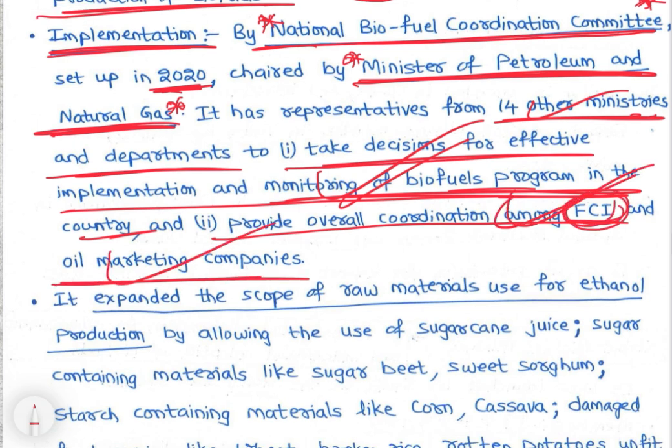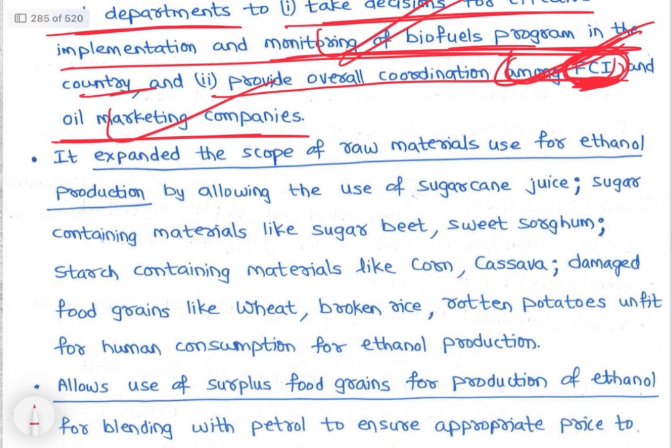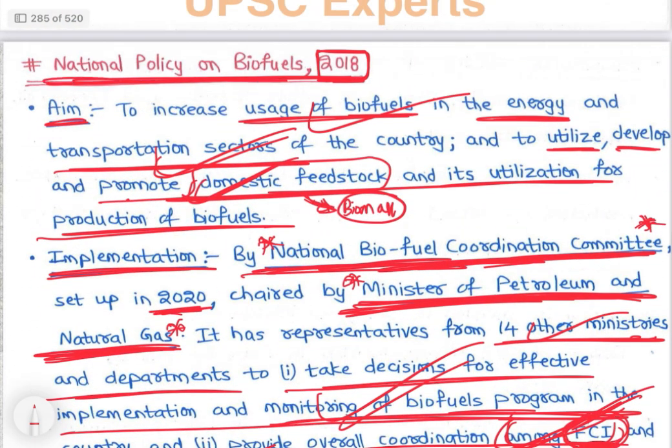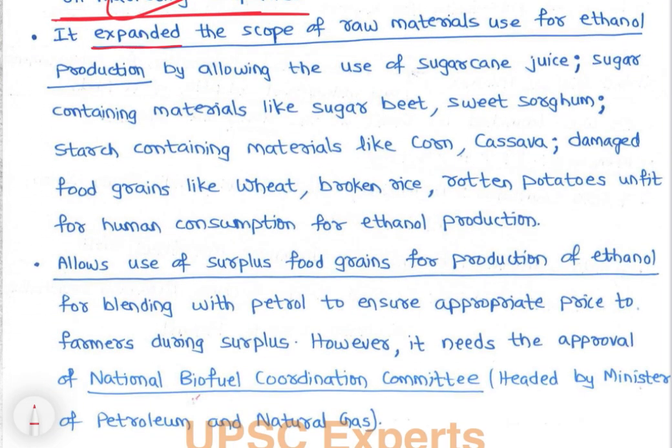FCI because we will be looking, right? Because कुछ food materials वगैरह हैं, right? वो भी we will be using as biomass, right? So this is the implementing agency, National Biofuel Coordination Committee, headed by the Minister of Petroleum and Natural Gas. Important point. Then one important point of the National Policy on Biofuels is it expanded the scope of raw materials which can be used as biomass, right? So it expanded the scope of raw materials used for ethanol production, right?